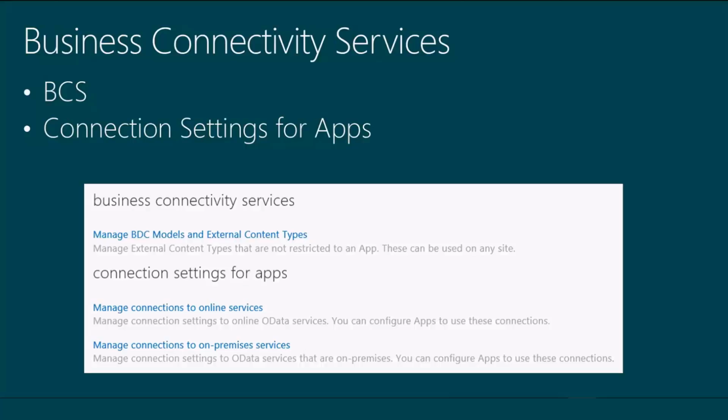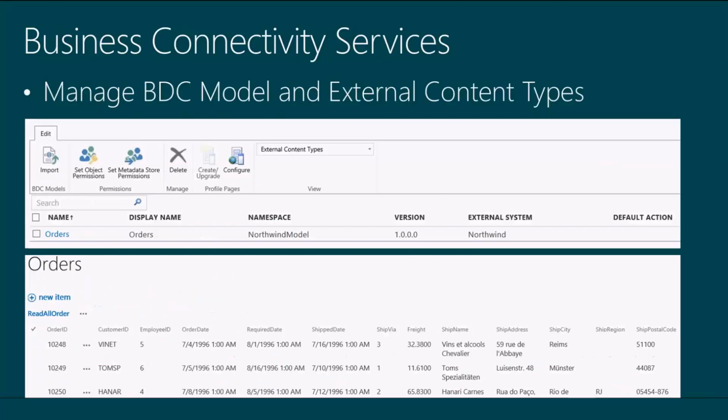So, jumping into detail on the options that we have available. We have Manage BDC Models and External Content Types, where you can manage the business data connectivity models related to the external data that you want to use on your SharePoint. As an example, I used one of the OData web services that we have on Northwind's data model. I imported a BDC model regarding orders, where I was able to import directly into SharePoint by using an external list and mapping the external content type that I've used in the Business Connectivity Services.